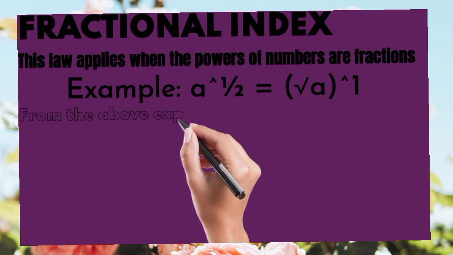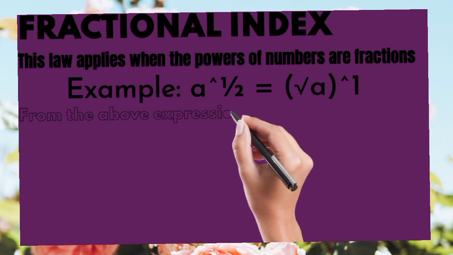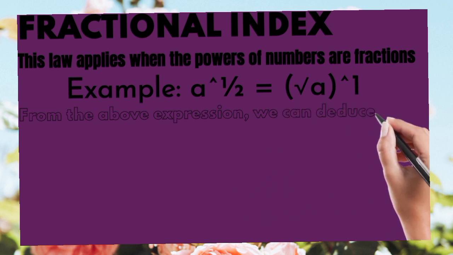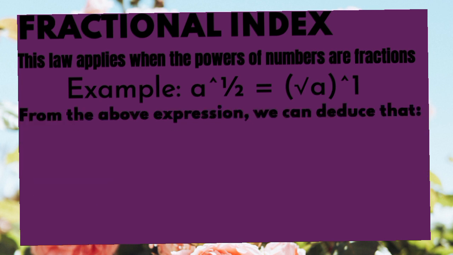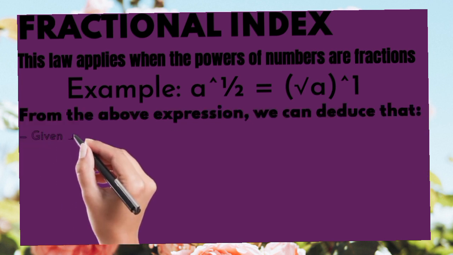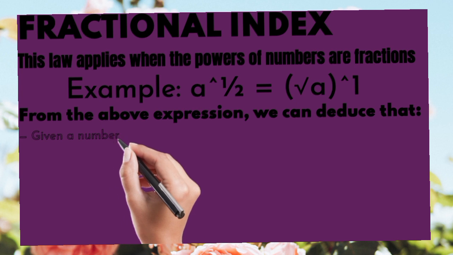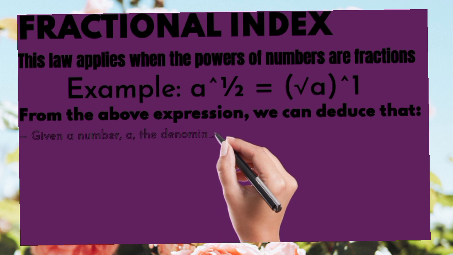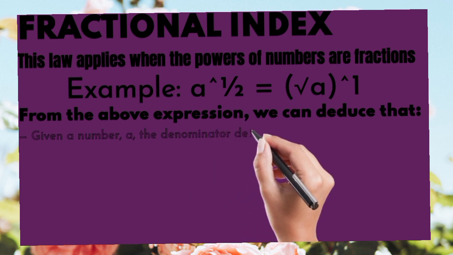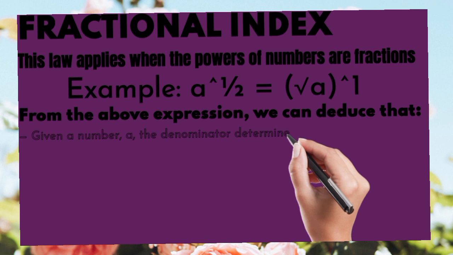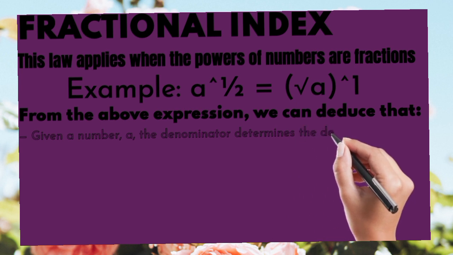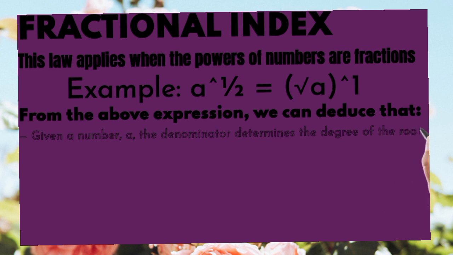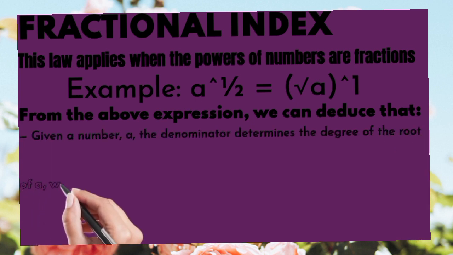So from the above expression, we can deduce that, first of all, you take note of the denominator and the numerator. That is, when you are given a number, in this case we have a, the denominator determines the degree of the root. That is why you had root a, because square root is the root of 2.